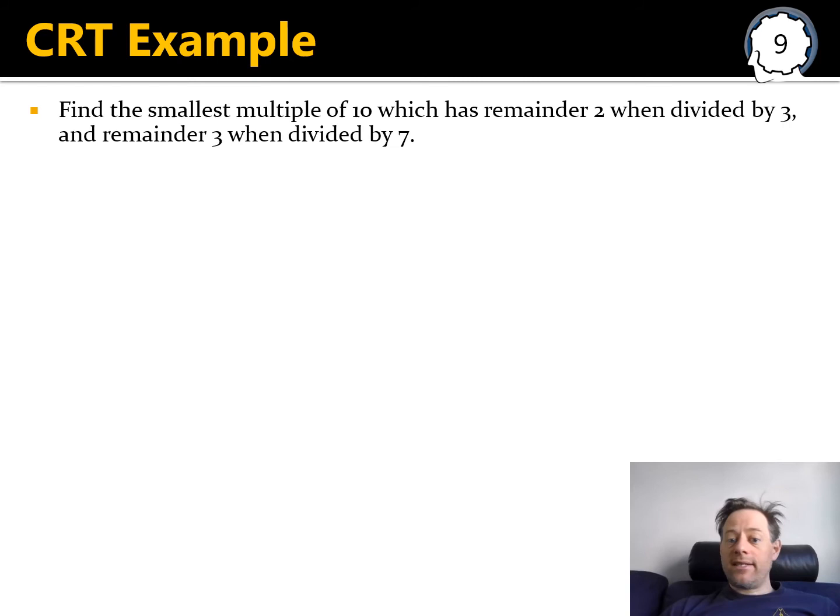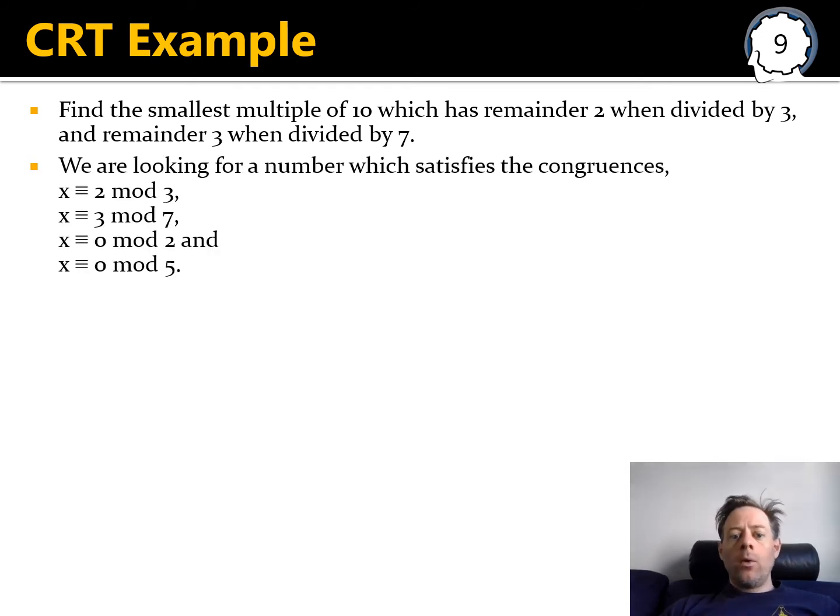Because here we have an example. The example here is that we want to find the smallest multiple of 10, which has remainder 2 when divided by 3, and remainder 3 when divided by 7. We can then formulate it as a set of congruences. So we have the two conditions. The remainder should be 2 when divided by 3, and the remainder should be 3 when divided by 7.